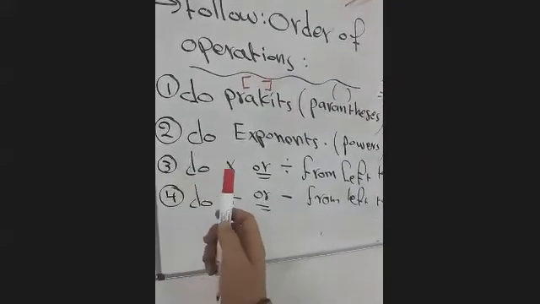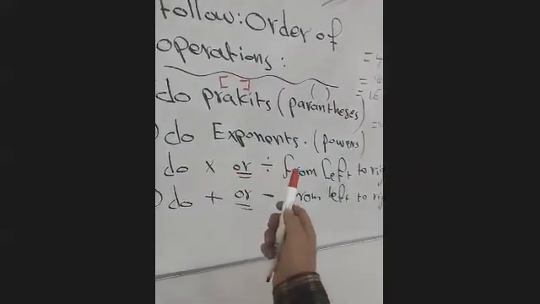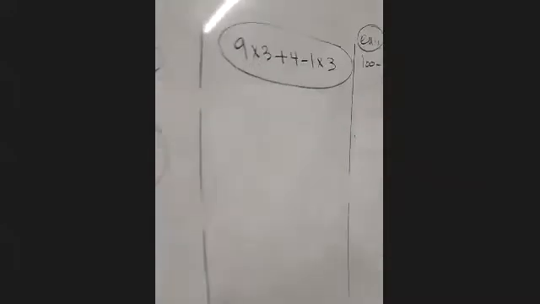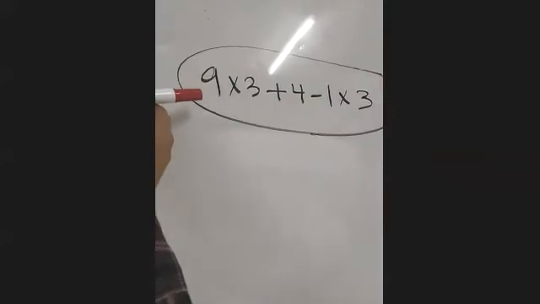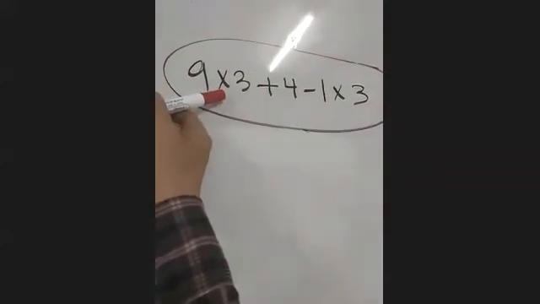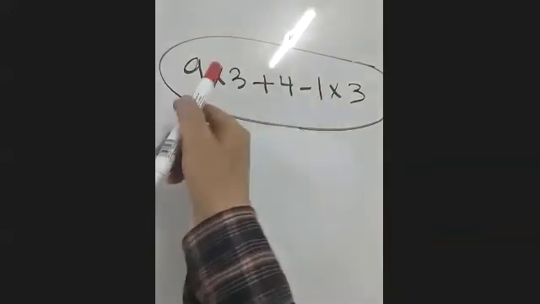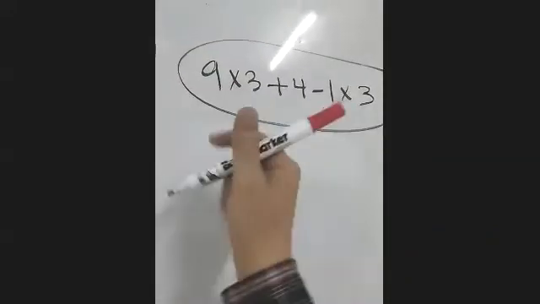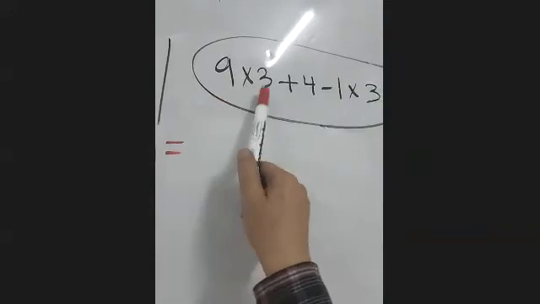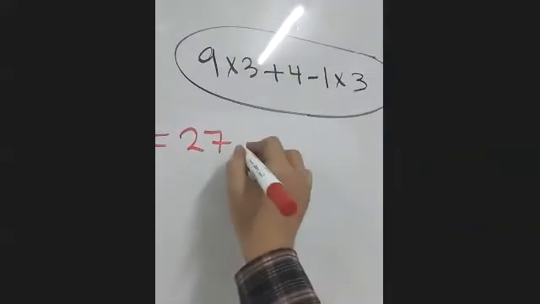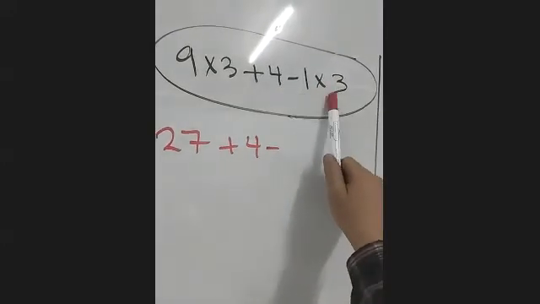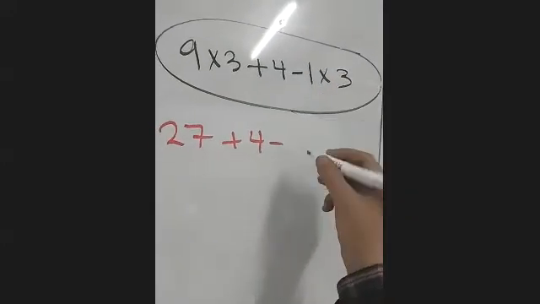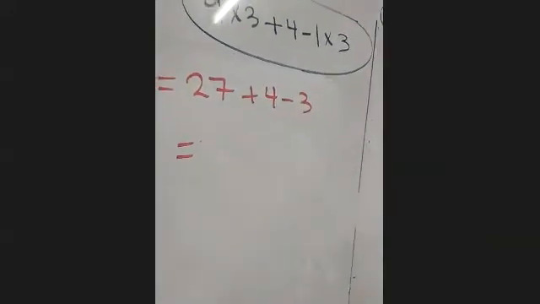Now the third step, do multiply or divide from left to right. We have multiply. So I'll go from left to right. If I have multiply, I will do it. If I have divide, I will do it also. What comes first here? Multiply. And here also, multiply. So I'll do these multiplications at the first step. So this is equal. 9 multiplied by 3 is 27. Plus 4 comes down. Minus comes down. Now we have multiply. 1 multiply 3 is 3. I'm done with multiply or divide.